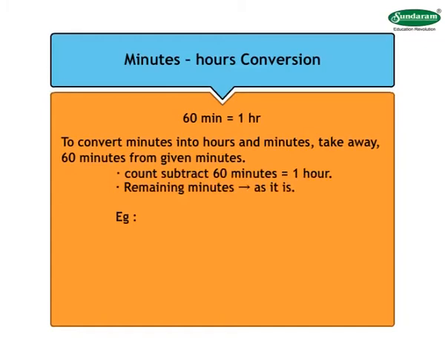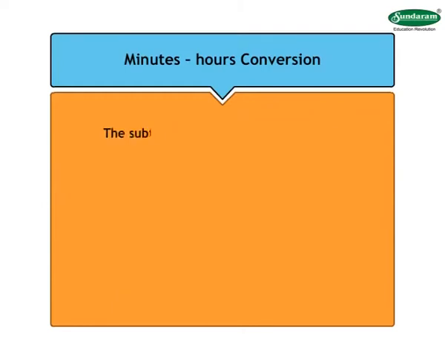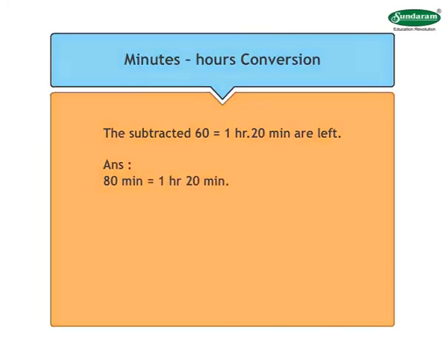For example, convert 80 minutes into hours and minutes. 60 minutes is equal to 1 hour. So take away, that is, subtract 60 from 80 minutes. Thus, 80 minus 60 is equal to 20 minutes. The subtracted 60 is equal to 1 hour. 20 minutes are left. Thus, answer is 80 minutes is equal to 1 hour 20 minutes.